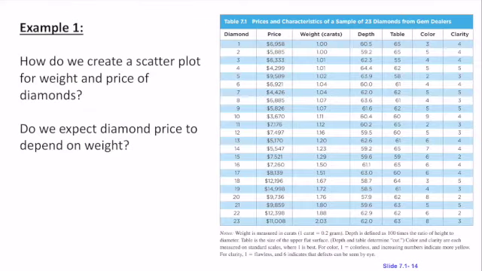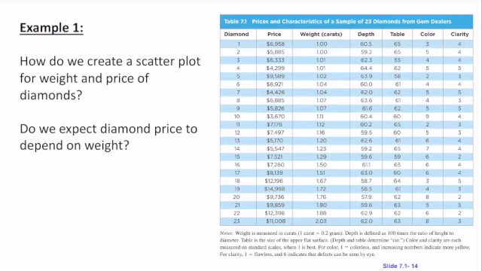So, for example, how would we create a scatter plot for the weight and price of diamonds? Okay, do we expect diamond price to depend on weight? Well, yeah, I think it would, right? The bigger the diamond, the more it would cost, wouldn't we think? So here we have our data. You can pause this and take a closer look.